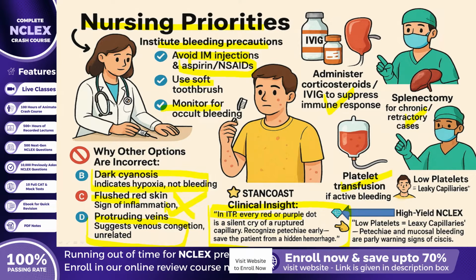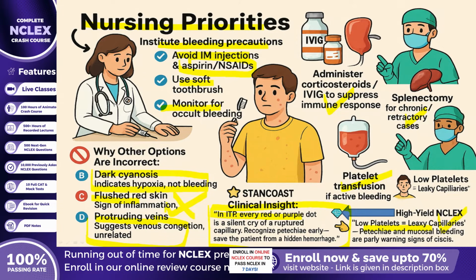Finally, turning to a high-yield exam takeaway, Stancoast High-Yield NCLEX Pearl. Always remember this key cue: low platelets equals leaky capillaries. In ITP, mucocutaneous bleeding such as gum bleeding or petechiae appears first and serves as the earliest visible warning sign of a developing hemorrhagic crisis.